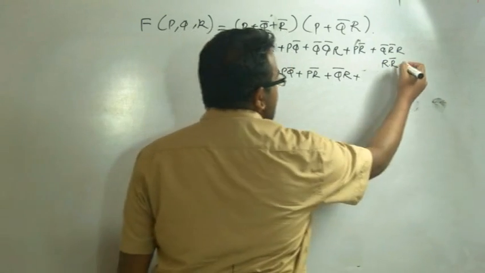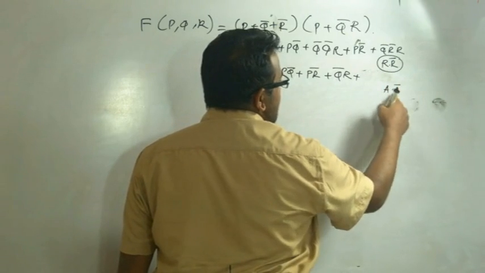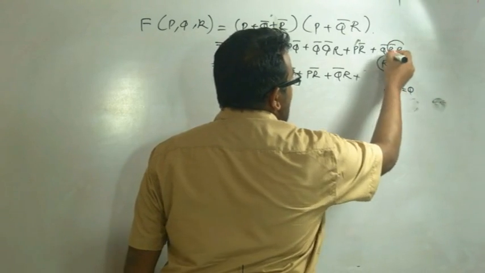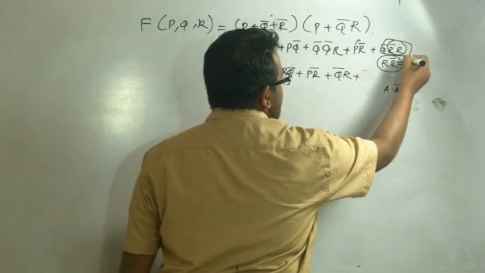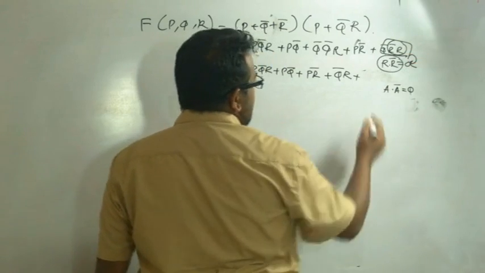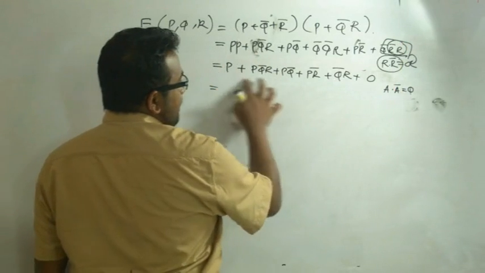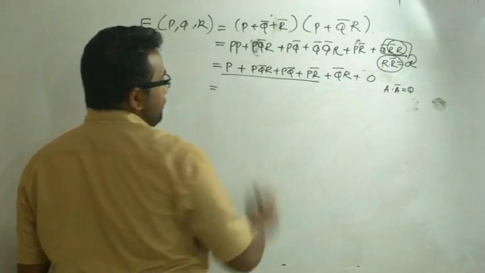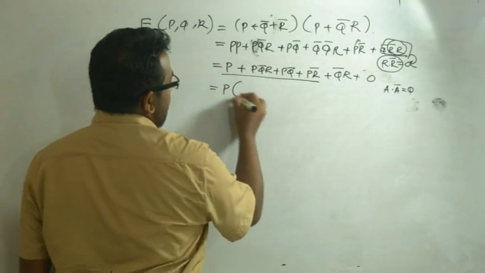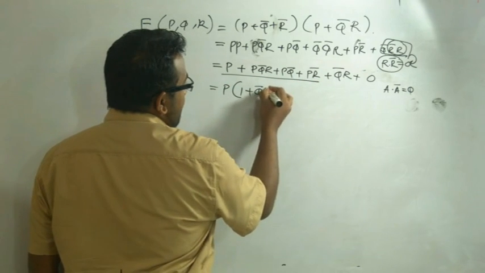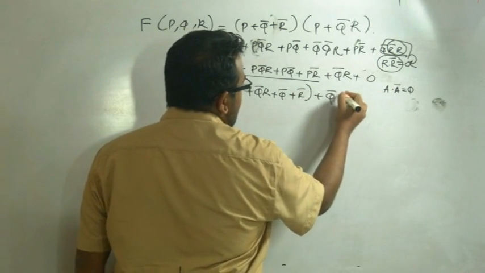R into r bar, so here there is a Boolean law which is a into a bar equals 0. Since we have r into r bar, this part becomes 0, which means the entire part is 0. So let's see, I can see for these 4 elements there is a common factor which is p. So I take it out, 1 plus q bar r plus q bar plus r bar plus q bar r.